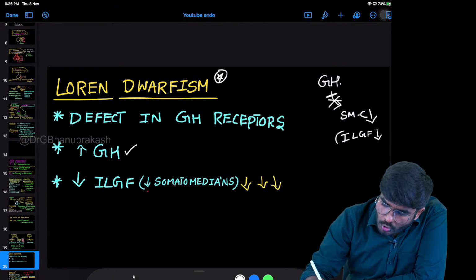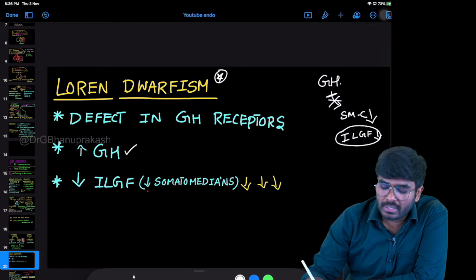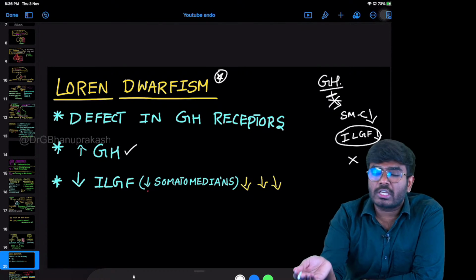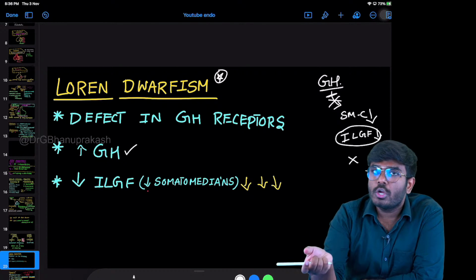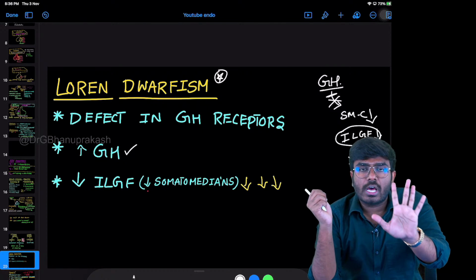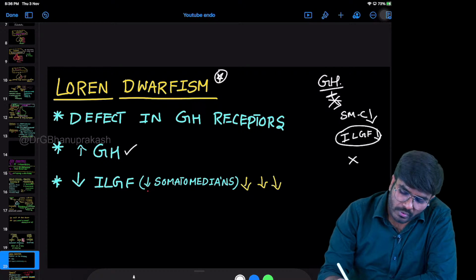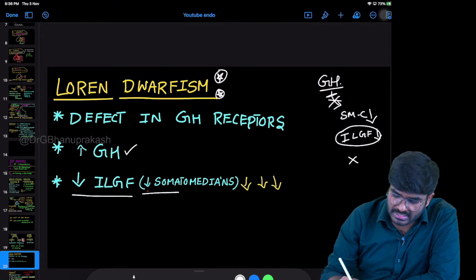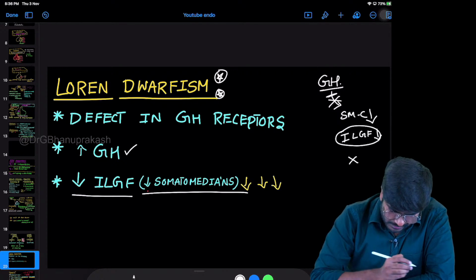Now, whenever there is no insulin-like growth factor, what happens? Do you think the indirect way of bone growth will happen? No, sir. So bone growth is not happening. The growth hormone receptors are defective. Growth hormone is there, but at the receptor level there is a mutation. Receptors are defective, so growth hormone cannot stimulate its receptor. So growth cannot happen. Growth hormone is there, but growth is not there. So this type of dwarfism is called Laron dwarfism. Especially here, the diagnostic thing is the IGF levels or the somatomedin C levels are very, very low.